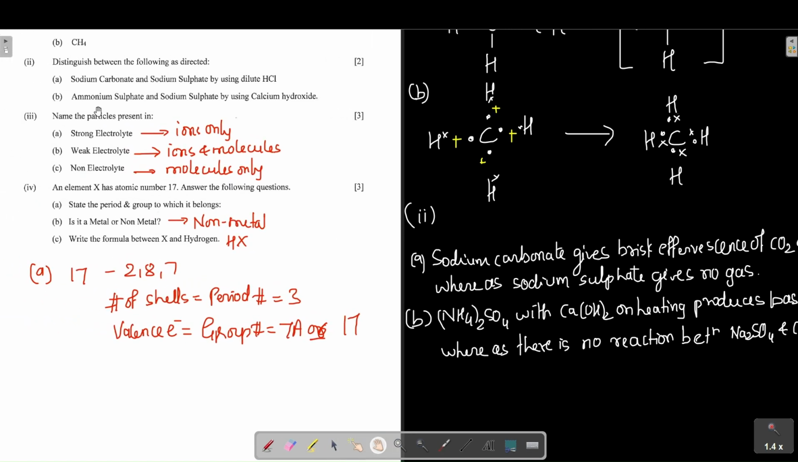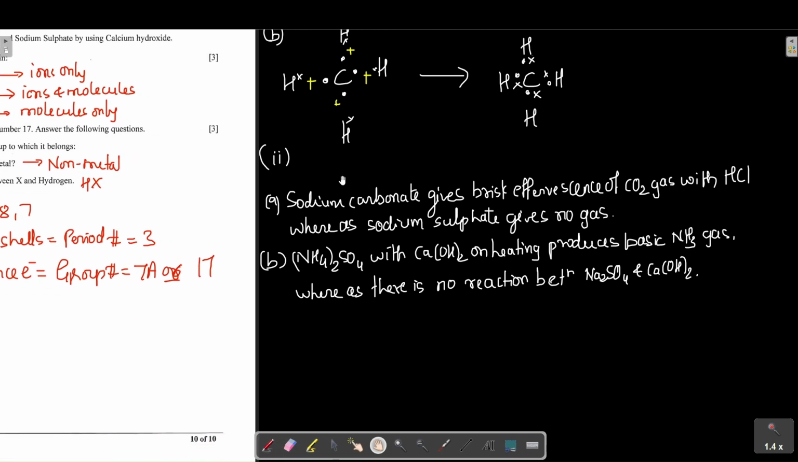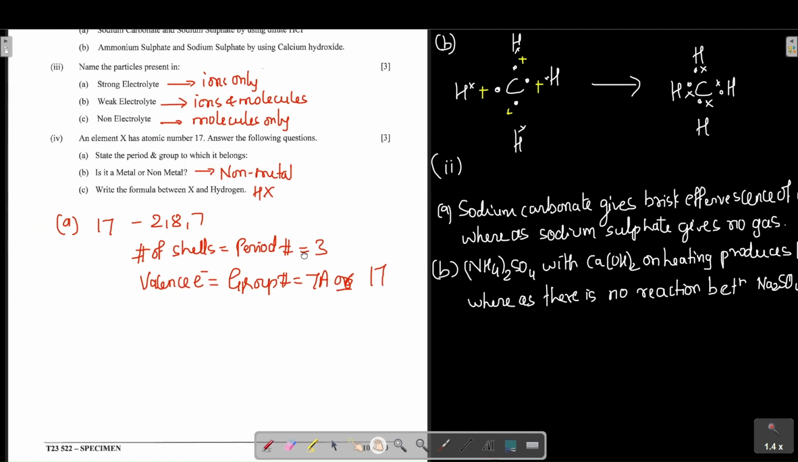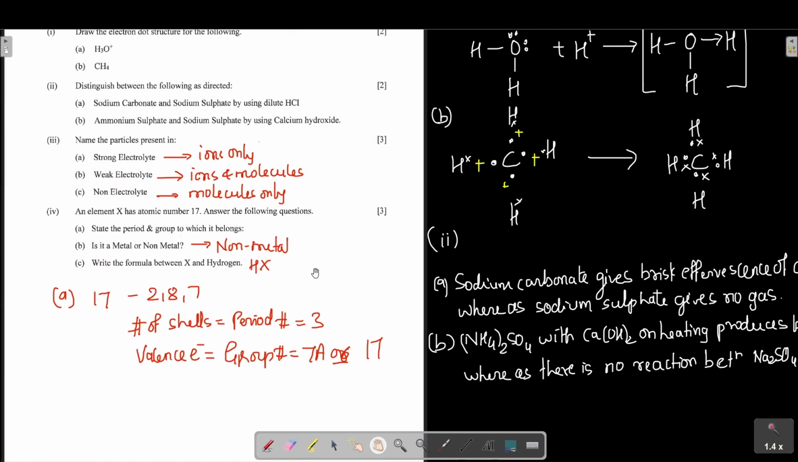Second one is ammonium sulfate and sodium sulfate by using calcium hydroxide. See, ammonium sulfate with calcium hydroxide is one of the methods to prepare what? Ammonia gas. So on heating it produces basic ammonia gas. But there is no reaction between sodium sulfate and calcium hydroxide. This is how you differentiate between these two.